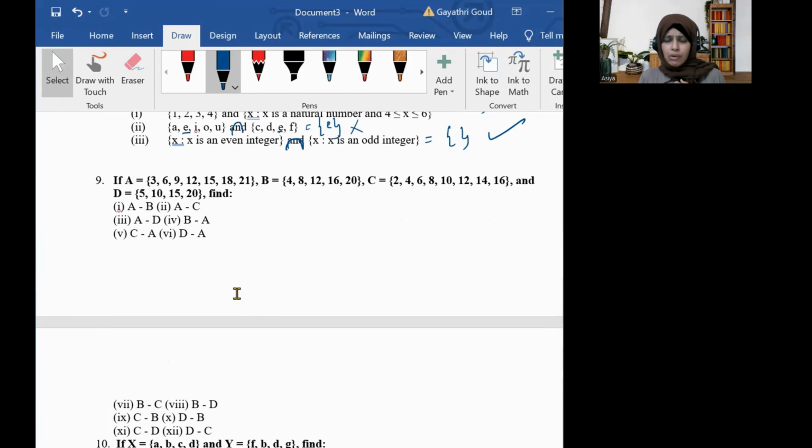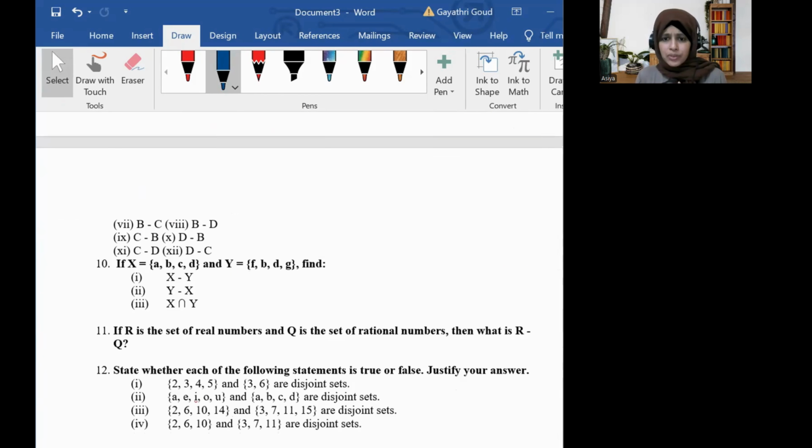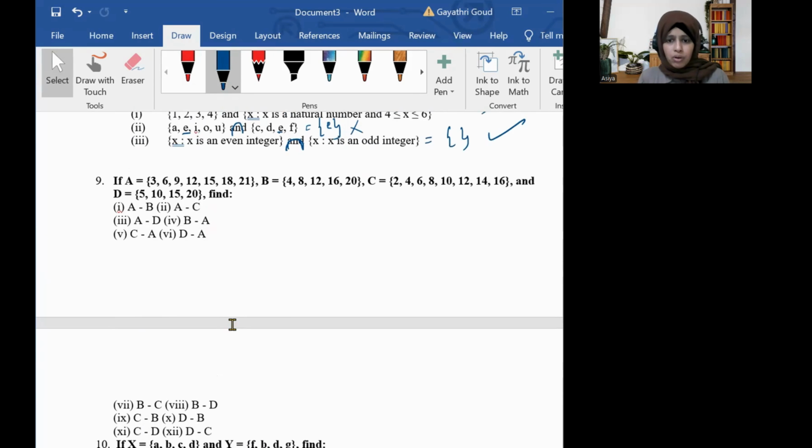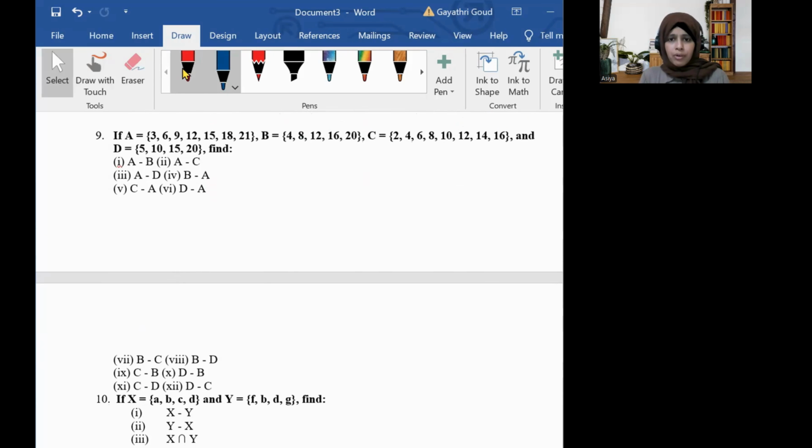Now, I think I will only do 2 or 3 problems because we have discussed these. Now, let me go for problems 5, 9, and 12. Okay, C minus A. So, from C, I will have to remove my A.